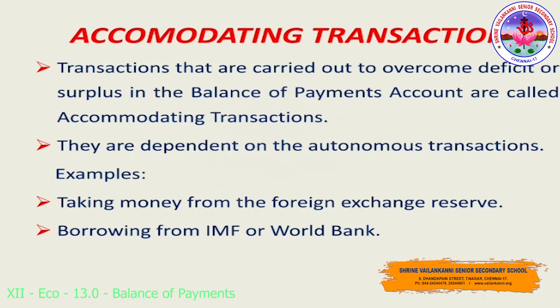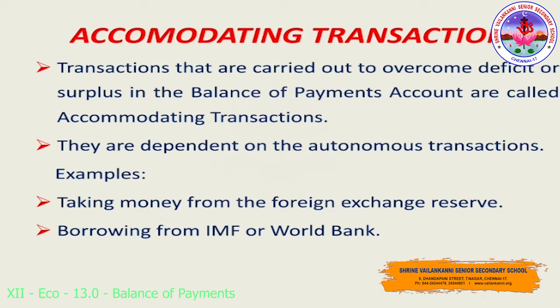Accommodating transactions. Transactions that are carried out to overcome deficit and surplus in the balance of payment account are called accommodating transactions. They are dependent on the autonomous transactions. Examples are taking money from the foreign exchange reserves, or borrowing from the IMF or World Bank. These items are also known as below the line items.